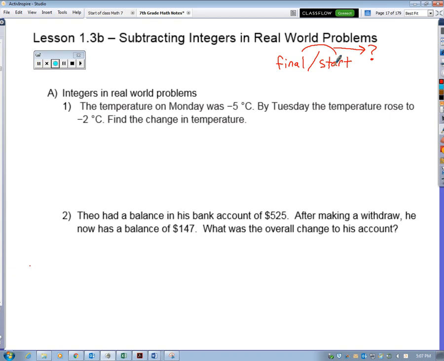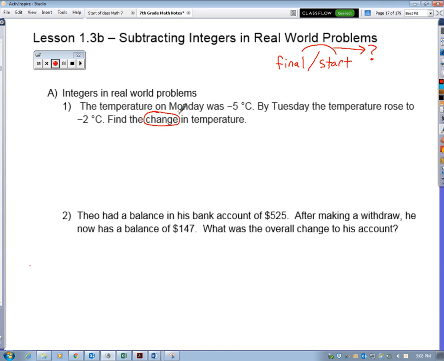Let's take a look at how that might apply in problem number one. We have a temperature problem. The temperature on Monday was -5 degrees Celsius. By Tuesday, the temperature rose to -2 degrees Celsius. We want to find the change in the temperature. Now the key word that tells us that this is a subtraction problem is change. Looking at that keyword list, that is in your subtraction box that tells you we're going to subtract.